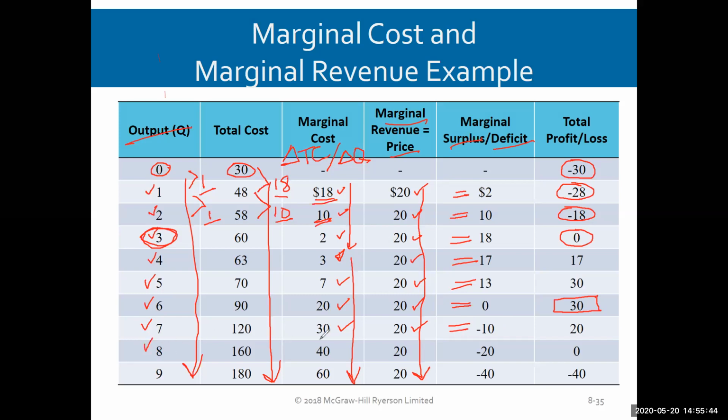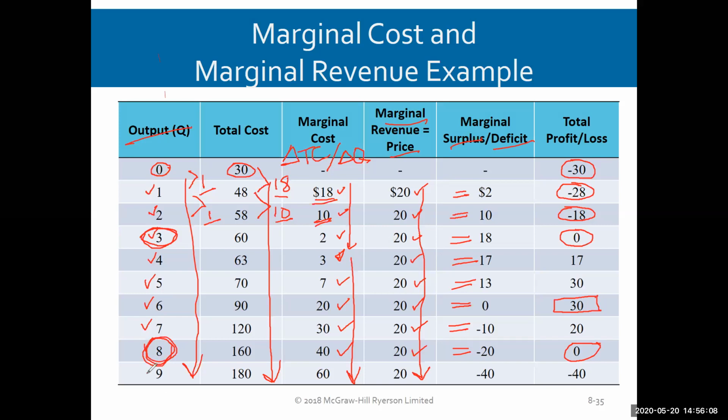Should we produce the eighth one? Well, its marginal cost has really risen. Remember, marginal cost keeps rising. We can only sell it for 20, so we're losing 20 on that unit. We had 20 profit before, but if we produce this eighth unit, we lose 20. So that's another break-even point. So a quantity of 8 will have us break even.